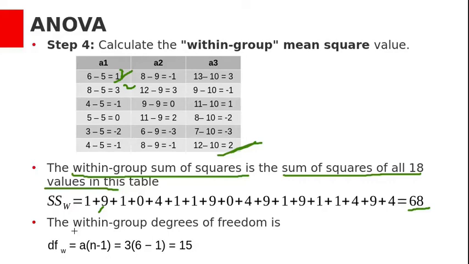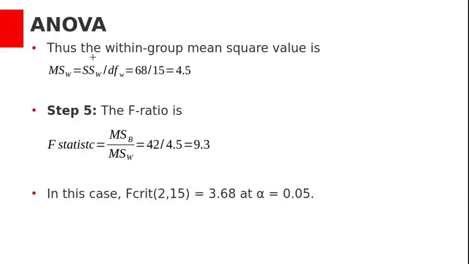We need to calculate the within group mean square value, so find out the degrees of freedom. Here we have 18 observations. So the degrees of freedom for the first group is 5, second group is 5, and third group is 5. So the total degrees of freedom here is 15. The within group mean square value is the within group sum of squares by degrees of freedom, that is 68 by 15. The result is 4.5.